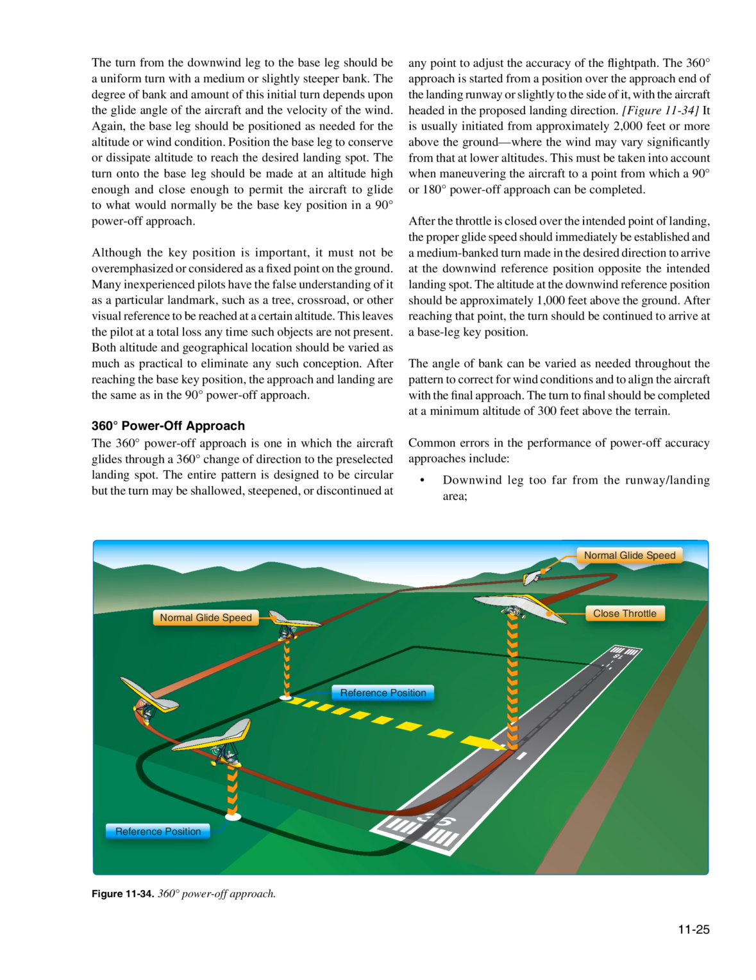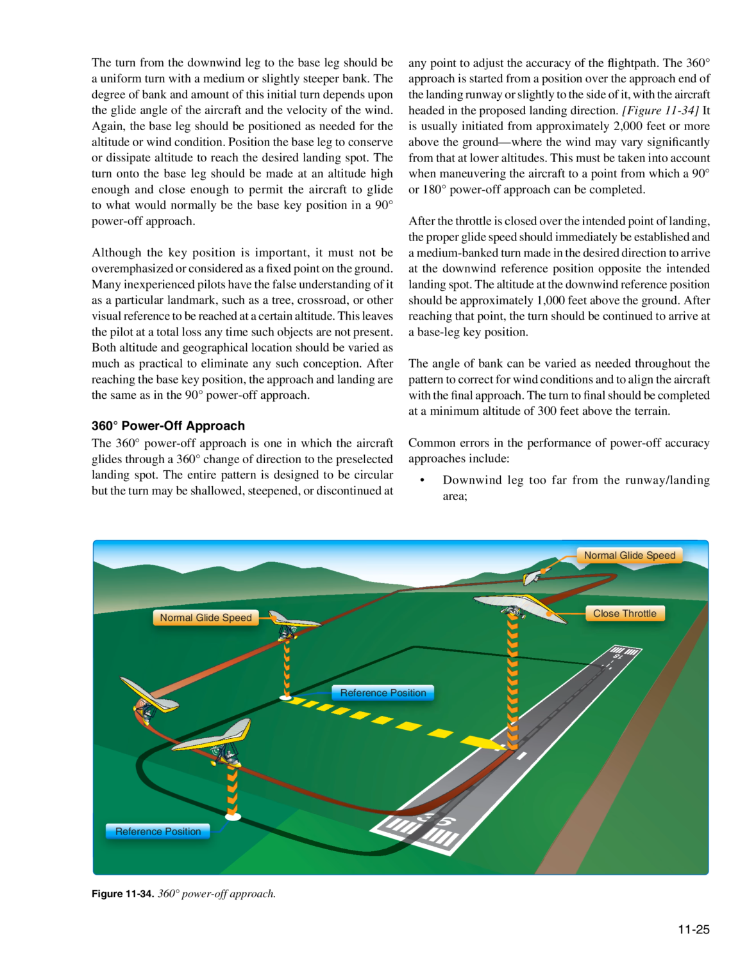The 360 degrees approach is started from a position over the approach end of the landing runway, or slightly to the side of it, with the aircraft headed in the proposed landing direction. Figure 11-34. It is usually initiated from approximately 2,000 feet or more above the ground, where the wind may vary significantly from that at lower altitudes. This must be taken into account when maneuvering the aircraft to a point from which a 90 degrees or 180 degrees power-off approach can be completed.